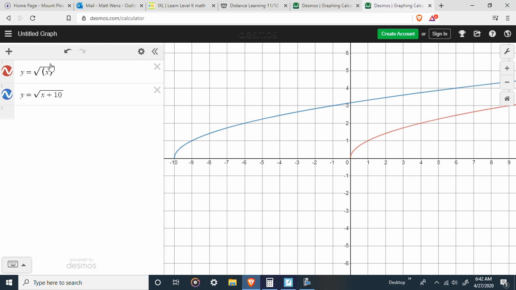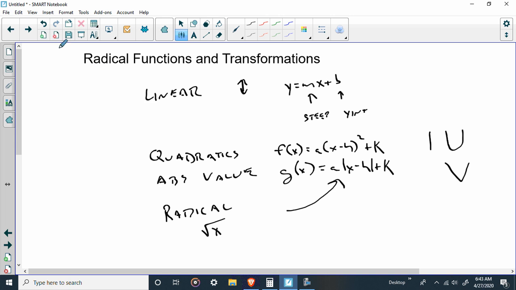And in fact, if we look at these, anything that's underneath the square root is automatically in parentheses. But it's not quite that simple for this, because sometimes you might have a number out in front here. So let's talk about that.